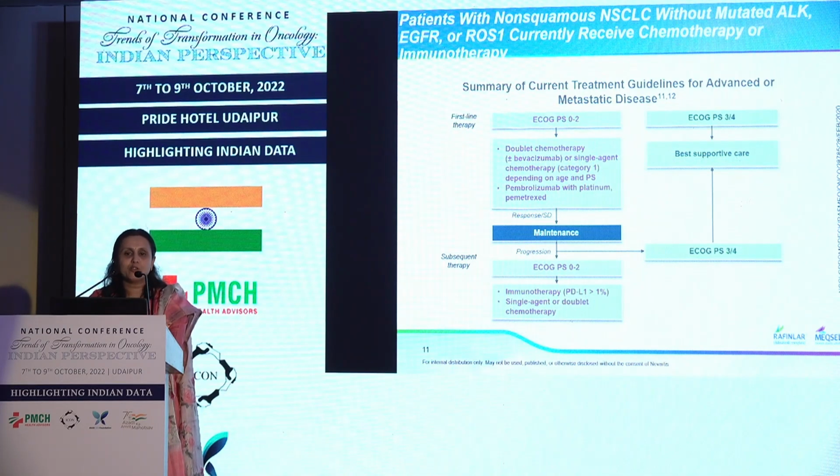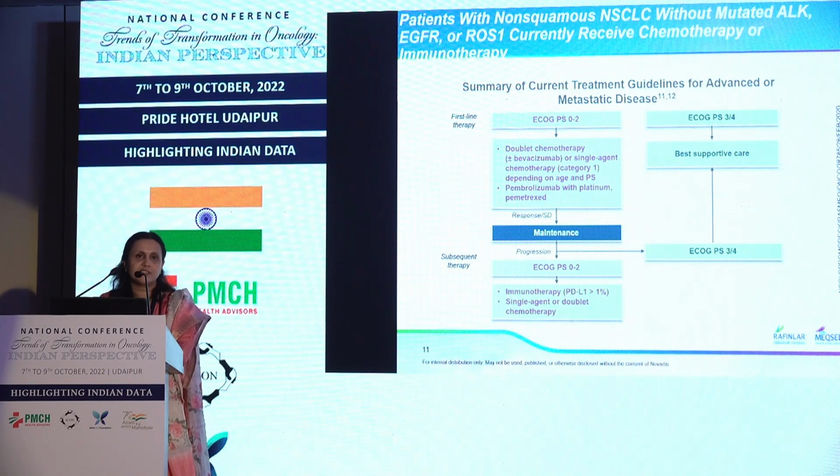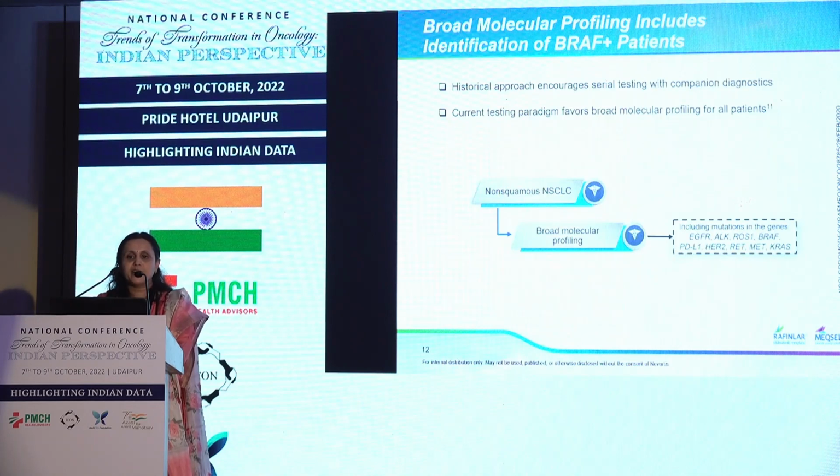Patients with non-squamous NSCLC without mutated ALK, ROS currently receive chemotherapy or immunotherapy, followed by maintenance, and if the PS is 3 or 4, then best supportive care. But if we choose broad molecular profiling, that is, we include BRAF testing at the onset, then we can identify these patients at the onset and treat them.